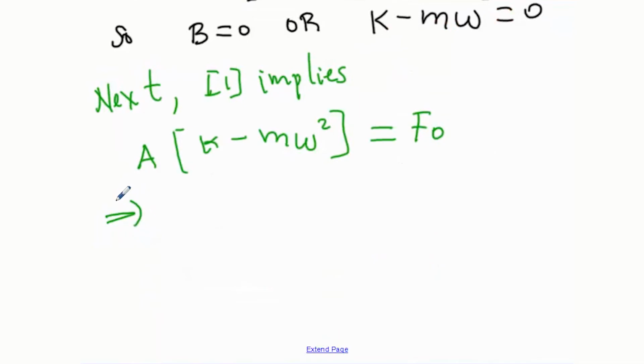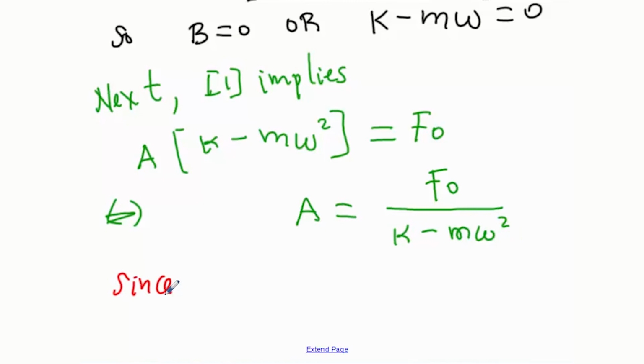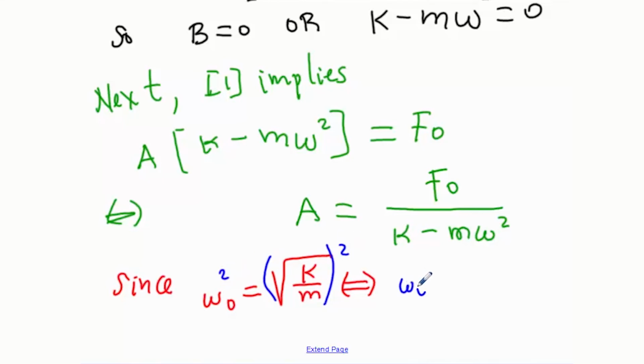Which implies, if and only if, that A is F sub 0 over k minus m omega squared. Let's remember that we had a definition of the natural frequency. The natural frequency is the square root of k divided by m. If we square both sides, we obtain that the square of the natural frequency is the ratio k divided by m.